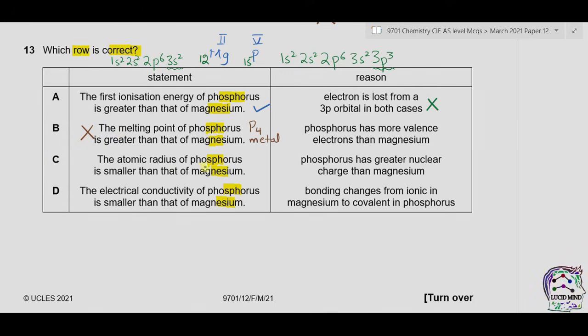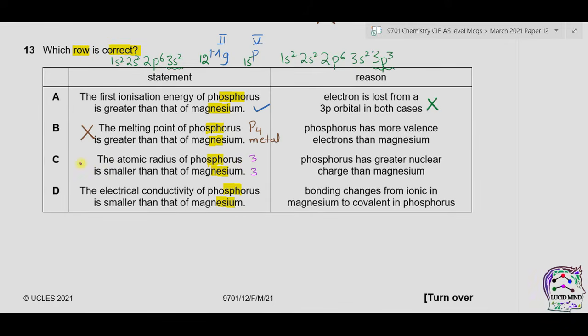C. The atomic radius of phosphorus is smaller than that of magnesium. Now moving along the period, the size of the atom decreases. This is because the number of shells remains the same. In magnesium we have 3 shells. In phosphorus again we have 3 electronic shells. So as nuclear charge increases, the attraction between nucleus and outer electron increases. So therefore size will decrease.